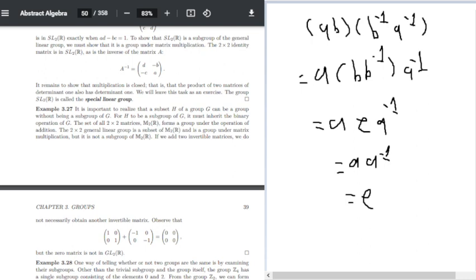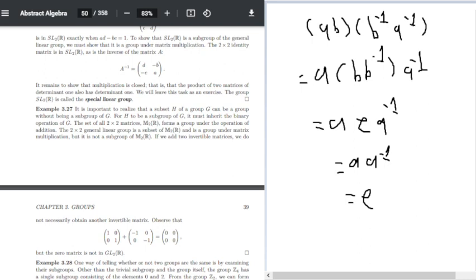Example 3.27. It is important to realize that a subset H of a group G can be a group without being a subgroup of G. For H to be a subgroup of G, it must inherit the binary operation of G. The set of all 2x2 matrices, M2 of R, forms a group under the operation of addition. The 2x2 general linear group is a subset of M2 of R and is a group under matrix multiplication, but it is not a subgroup of M2 of R.